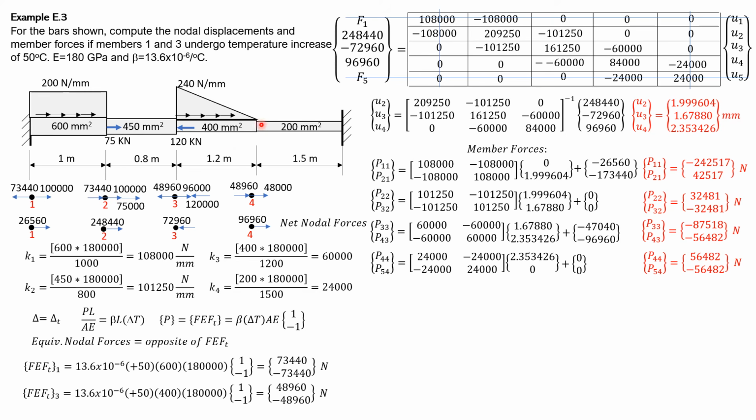And lastly, for the member force of member 4, the fixed forces would be 0. Stiffness, then U4, U5, 0. So you get 56,482, then negative 56,482. So member 4 is subjected to compression because it's negative, and it is uniformly compressed.